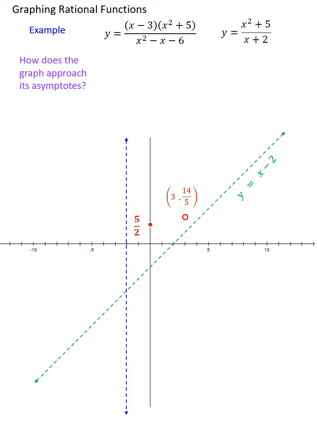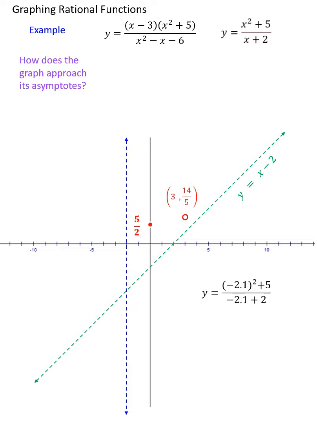One way that you can answer this question, let's start with the vertical asymptote, is to plug in numbers that are near the vertical asymptote. Now remember, this function is undefined when x is -2. That's why there's a vertical asymptote there. But it's not undefined for numbers near -2. So what I did is I picked a number near -2, and I plugged that in.